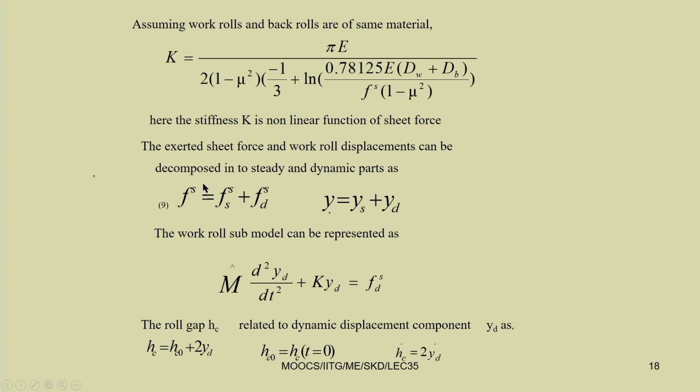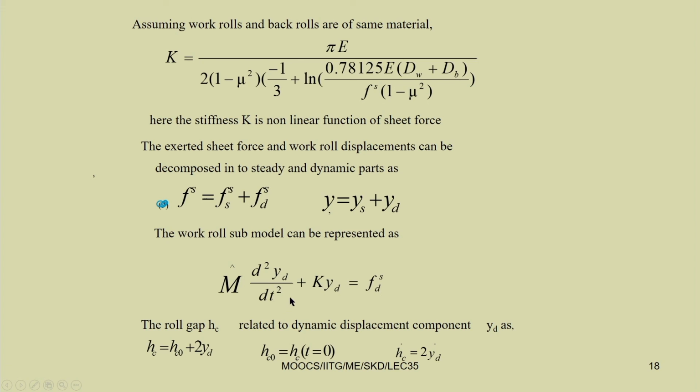So, this force can be divided into two parts. One is the steady state part, the constant part, and the dynamic part. Similarly, y can be written as the y steady part and the dynamic part. Dynamic part means which is varying with time, and steady is a constant part. The work roll submodel can be represented by m d square y by dt square. As the differentiation of the steady part will lead to 0, we can have the dynamic part only for the dynamic motion.